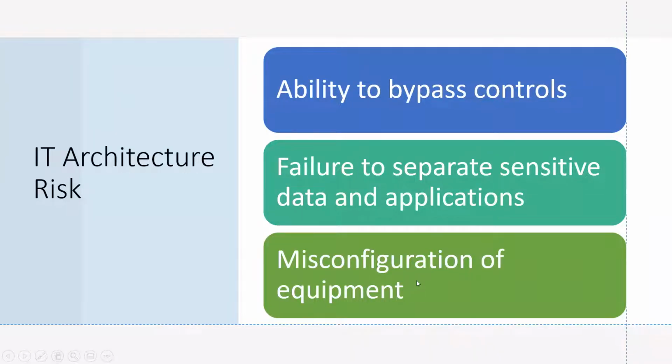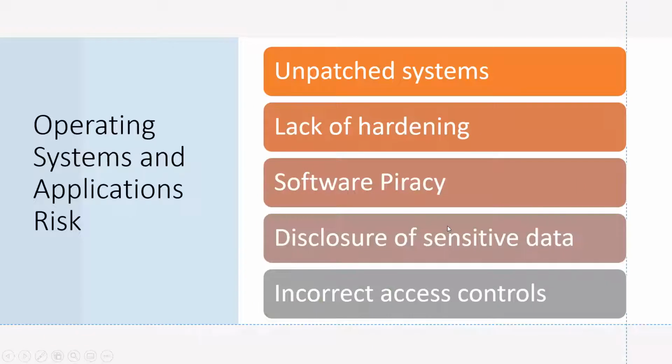Misconfiguration of equipment, that is an IT architecture risk. And that happens often in some organizations. Unpatched systems, no hardening, as we've mentioned, software piracy, disclosure of sensitive data, incorrect access controls, where employees, including privileged users from IT, for example, or senior management, have inappropriate access to systems that they shouldn't have access to.